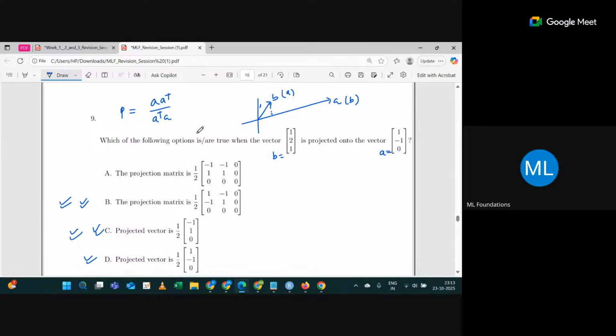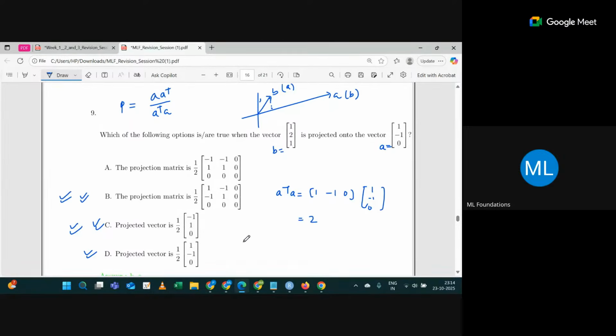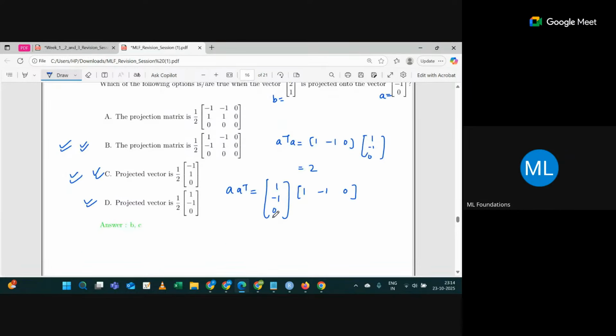What do we have to calculate? A transpose A. So it will be 1 minus 1 0 times 1 minus 1 0, so 1 plus 1, basically 2, right? So this value is 2. And what is this? A A transpose, basically 1 minus 1 0 with 1 minus 1 0.